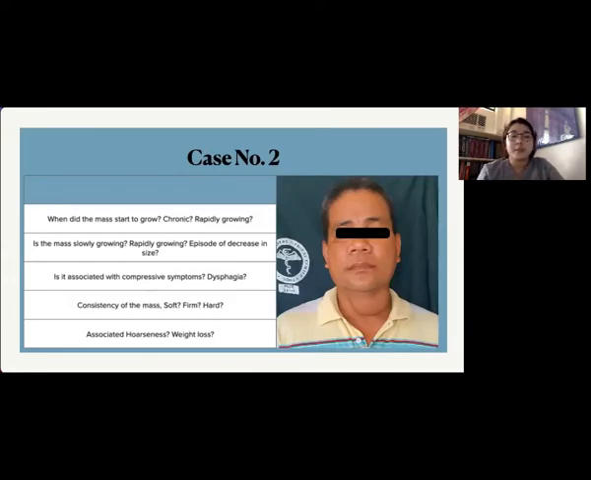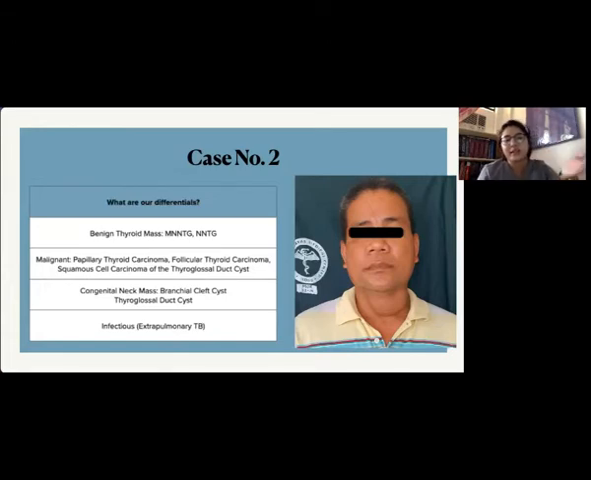Is it associated with compressive symptoms such as dysphagia? The consistency of the mass: soft, firm, hard, or has it always been soft, or has it always been firm? Is it associated with hoarseness, any weight loss?